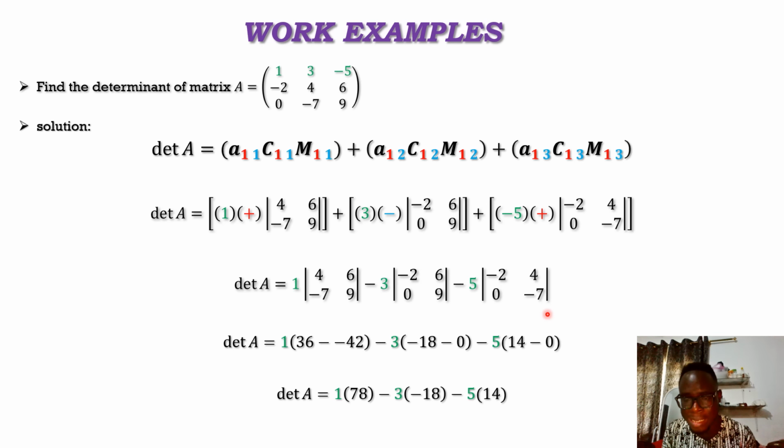Minus 2 times minus 7, 14. 0 times 4, 0, minus. So here, when you simplify your result, 36 minus 36 will be 78. So 1 times 78, then our results will be written. Then we have minus 3, minus 8 times 0, minus 18. Then minus 5 times 4. Then at the end of it all, when you simplify this expression, the determinant will be 62. So that is how we find the determinant of a 3 by 3 matrix.